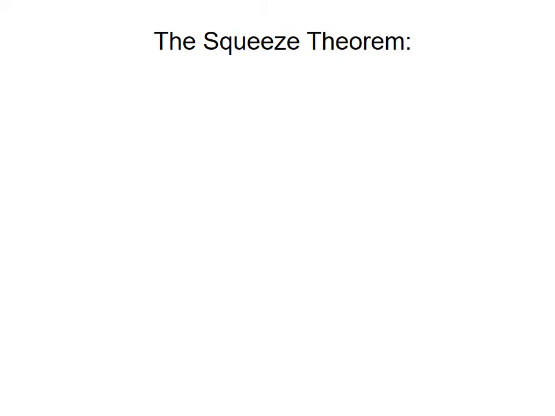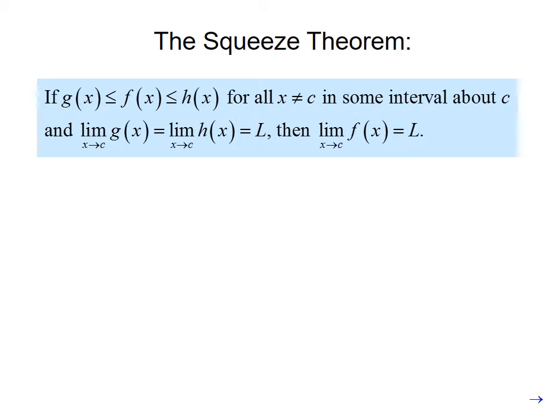Okay, so the Squeeze Theorem says that if g of x is less than or equal to f of x, which is then less than or equal to h of x for all x not equal to c in some interval about c, and that the limit as x approaches c of both g of x and h of x is equal to the same value L, then that means that the limit as x approaches c of f of x also has to equal L.